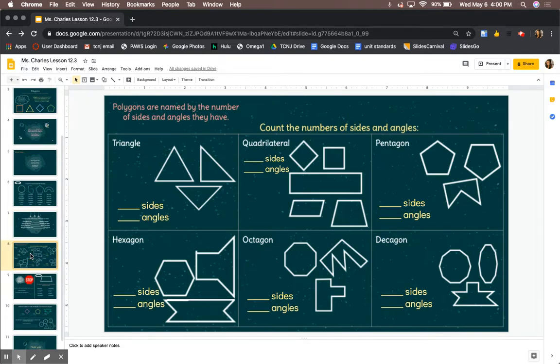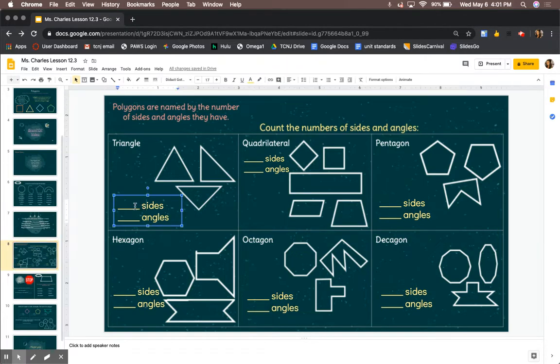This next slide is about how polygons get their name. So it says polygons are named by the number of sides and angles that they have. So count the number of sides and angles. So we're going to be doing this one together, this first one. It's a triangle. So how many sides?